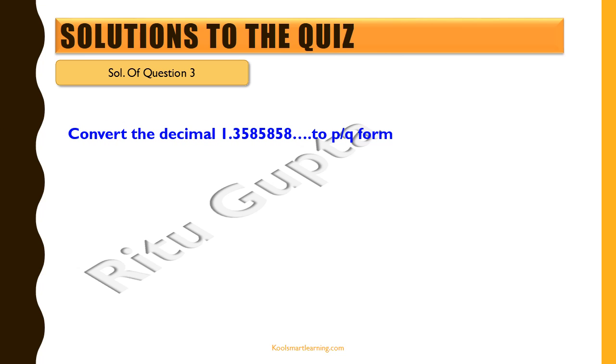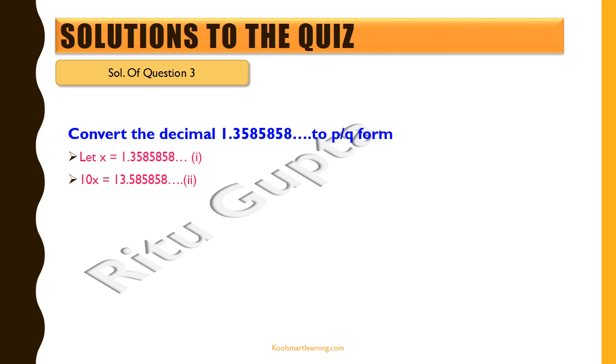Now let's do the third question. Convert the decimal 1.3585858 to its P by Q form. Now as we had done in the previous part of the video, let x be equal to 1.3585858, and then we say 10x is equal to 13.585858. Now if we subtract the first from the second, the decimal part of the two is not the same, so we'll still get something as the decimal part, so that would not be advisable. So what do we do here?